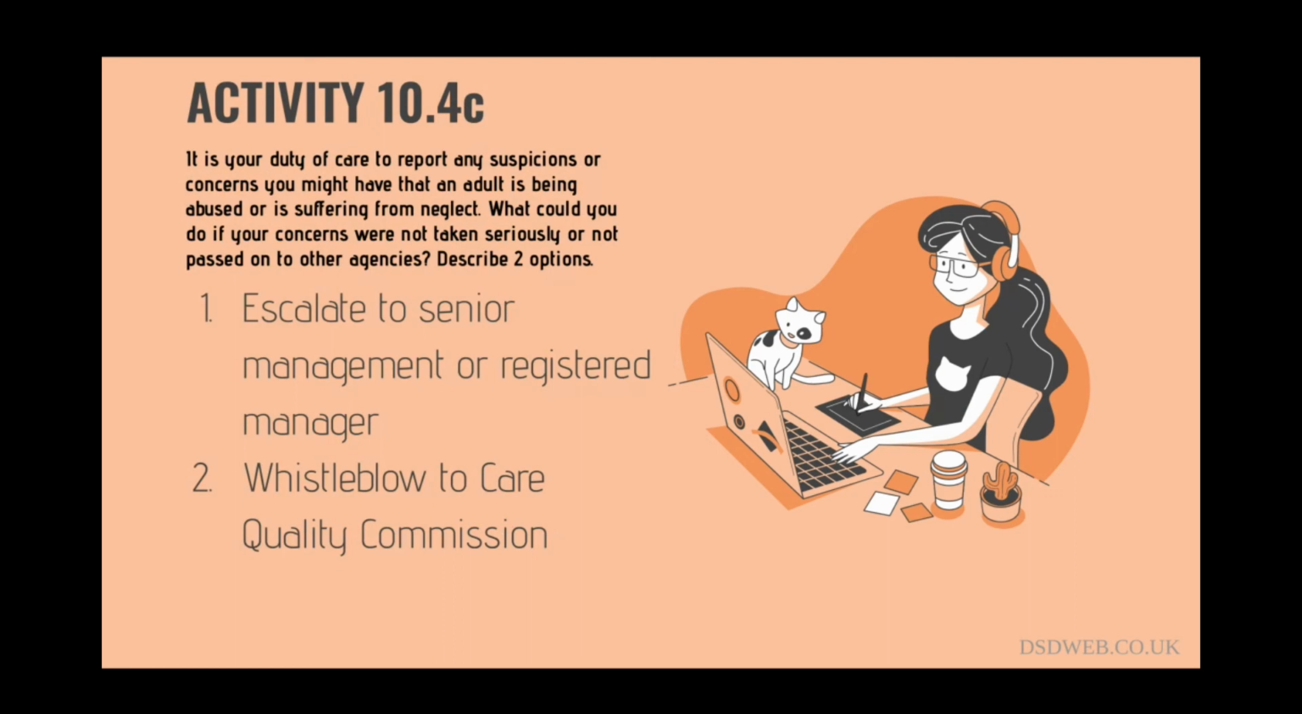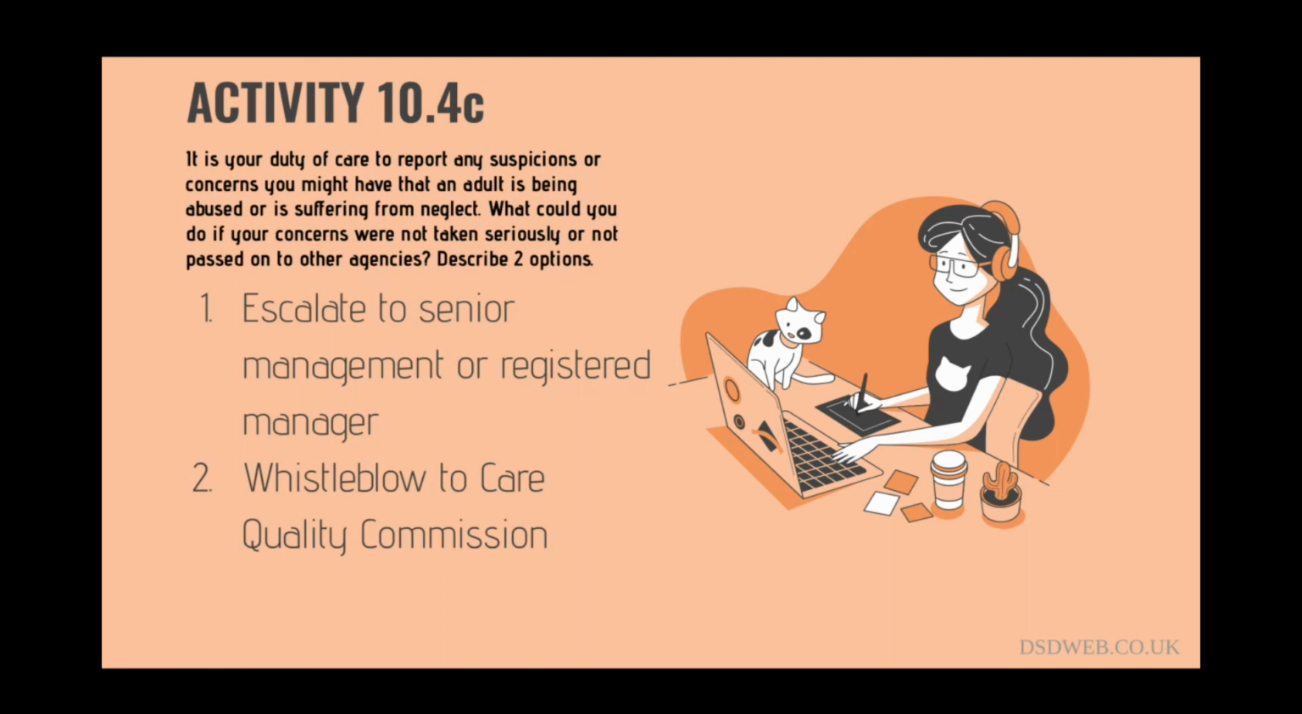The final activity asks you to describe 2 things that you could do if you reported concerns about abuse or neglect, but they were not taken seriously or handled appropriately. First, if you had reported your concerns to your manager in the first instance, you could escalate it to more senior management or the registered manager of your organisation. This would ensure that your voice is heard in the top levels of the organisational hierarchy. At this stage, it would also be important to report concerns in writing so that there is a paper trail.